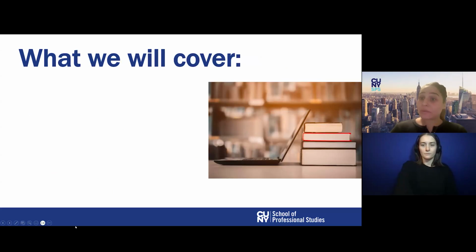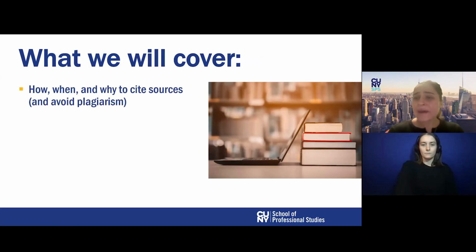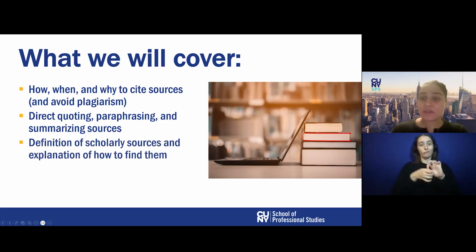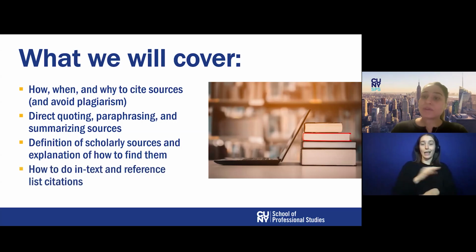So next, we will go over how, when, and why we cite sources in academic writing, focusing on how to properly cite your sources so that you avoid plagiarism. We will cover direct quoting, paraphrasing, and summarizing sources. We will define what scholarly sources are and show you how to find them. And we will demonstrate how to do citations in both your text and on the reference list at the end of your paper.